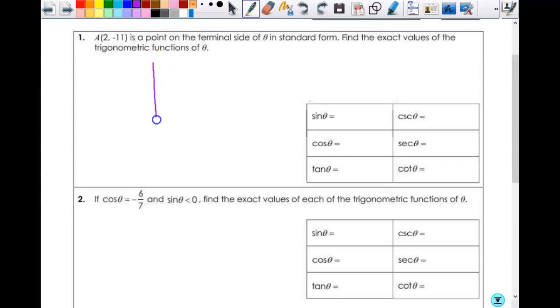So here is my coordinate plane, and then I need to plot my point, but just kind of ballpark it. So I go to (2, -11). It doesn't even really matter if it's to scale. There's my point, and then I connect that. Okay, so theta. This all ties to everything that we've done. We measure theta here at the origin, and how it rotates around.